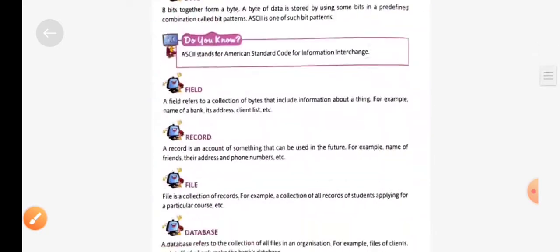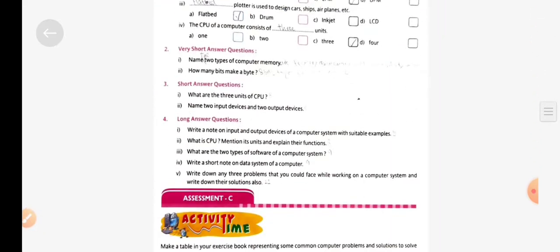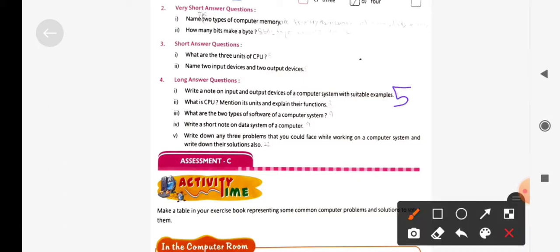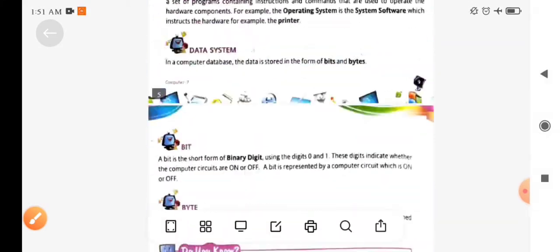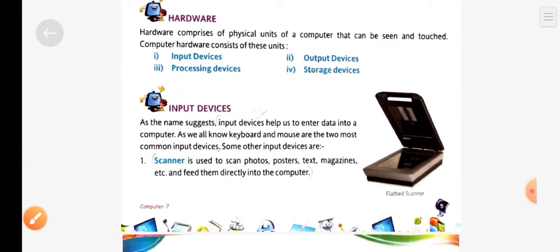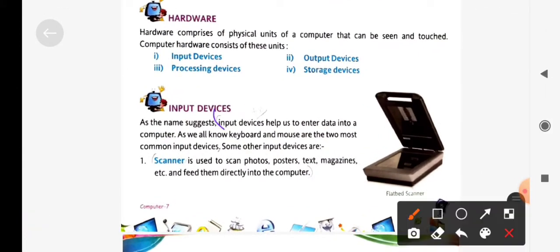Fine. Now moving further, we have C, long answer questions. Now we have, so what was the first one? Write a note on input and output devices of computer system with suitable example. So for that firstly turn to page number 5. You see on page number 5 again you have to write down from this portion. Input device help us to enter data into the computer. As we know, keyboard and mouse are the 2 most common input devices. Till this portion only you write down. Okay, about input devices only.